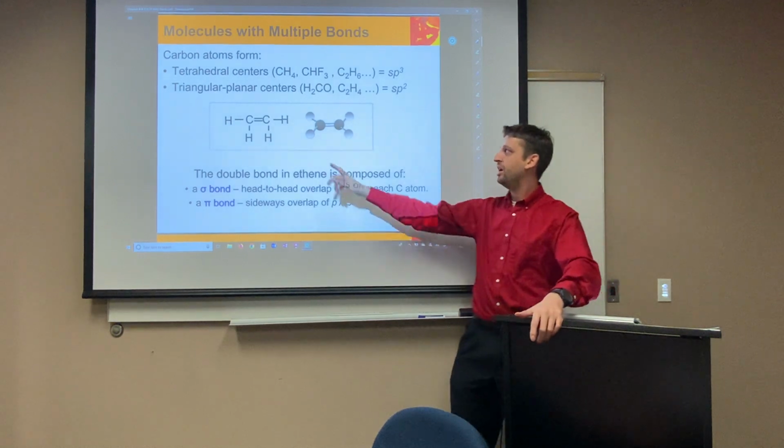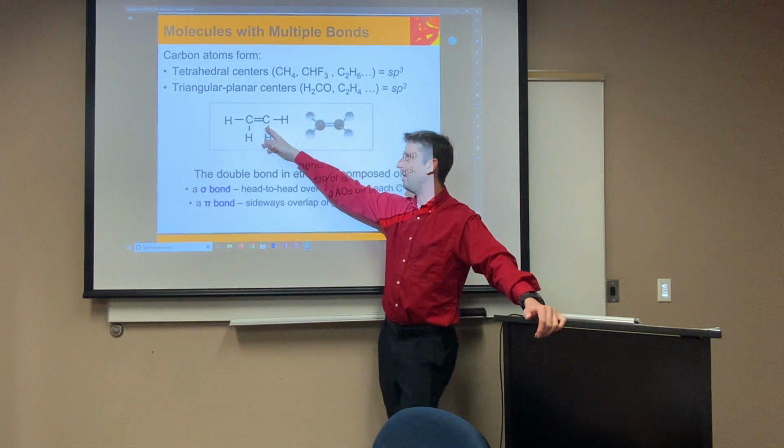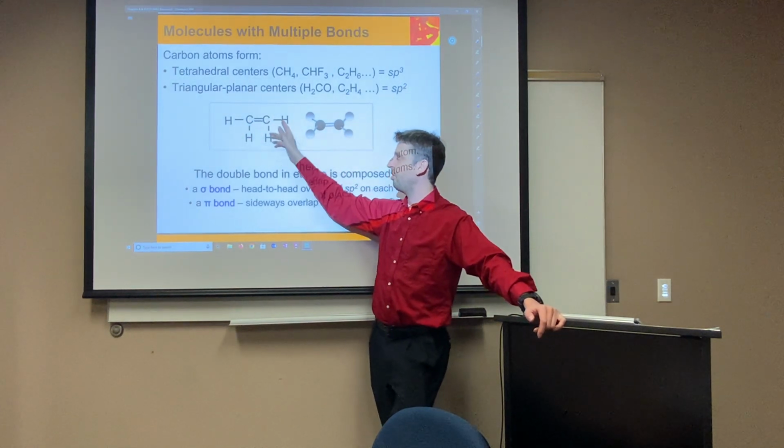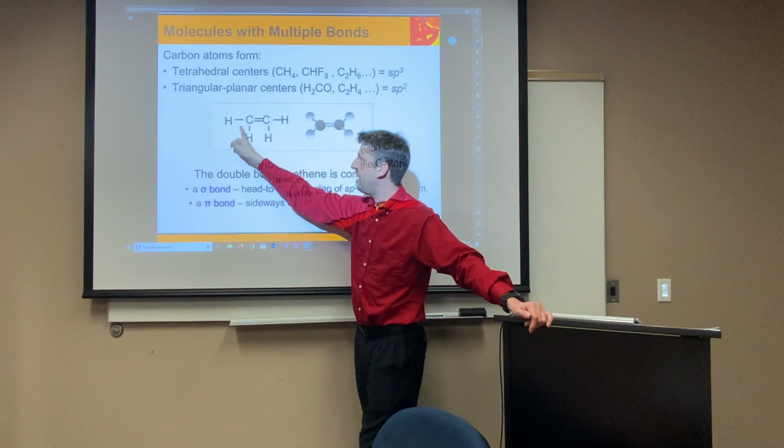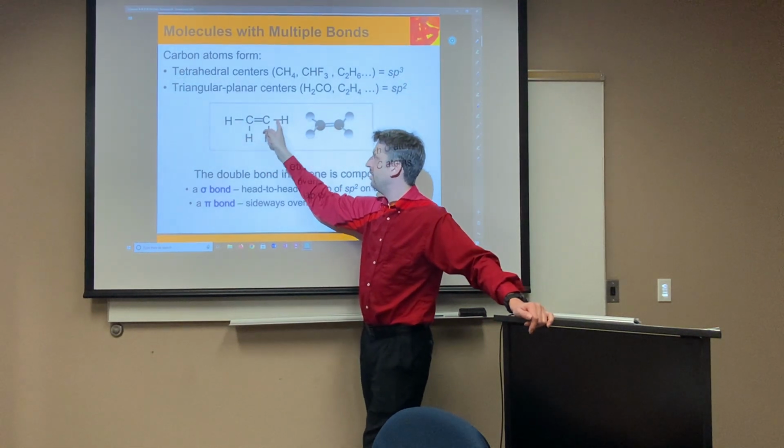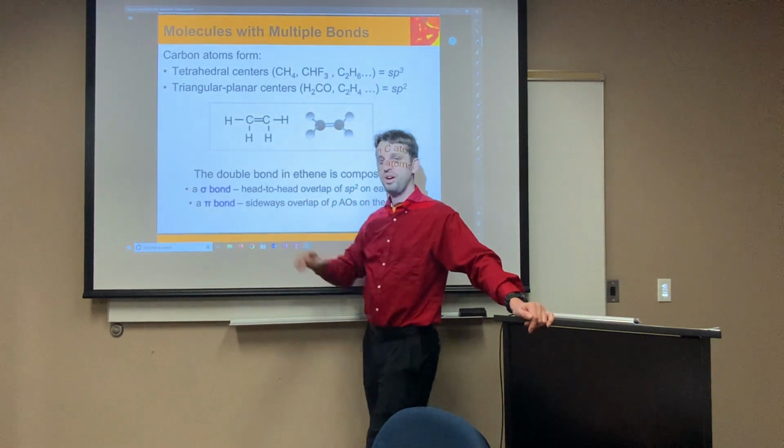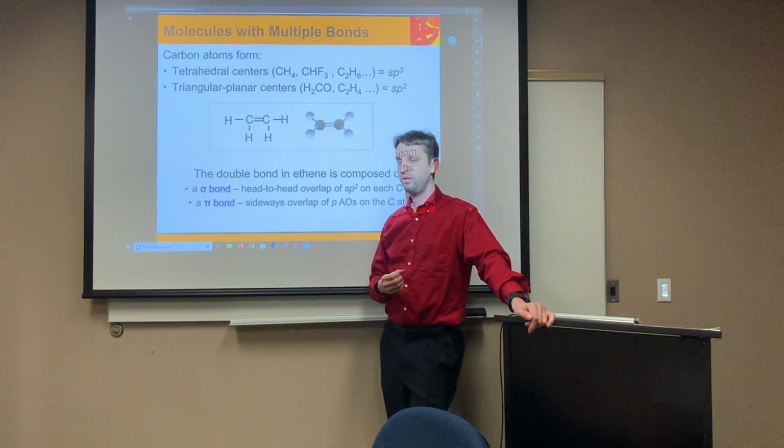So for instance, if we go to our buddy ethylene here, C2H4, each of the carbon-hydrogen bonds is a sigma bond, okay?